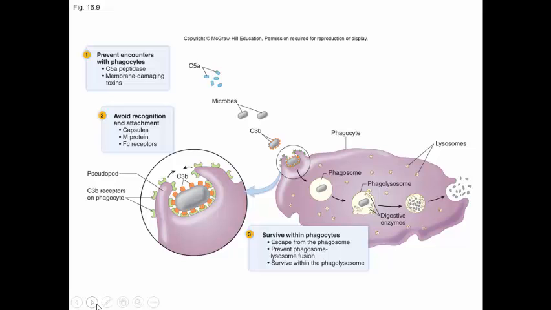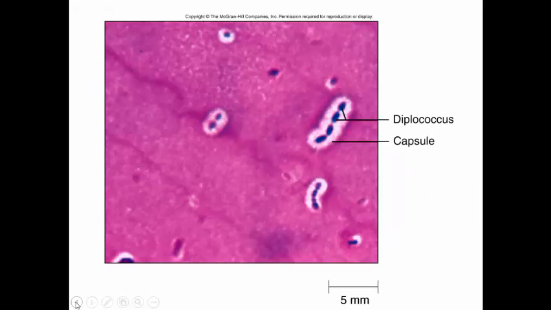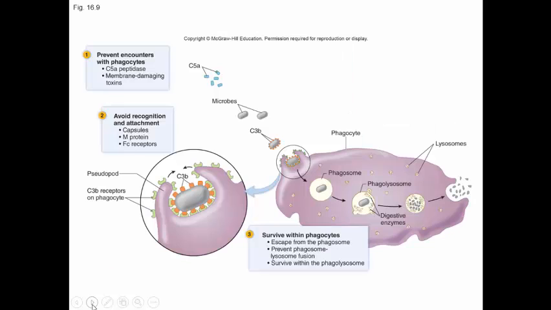Some cells use capsules, such as you see here. And some have an M protein, which blocks the complement cascade, or Fc receptors, which attach to the Fc region of the antibodies, and they block phagocyte attachment, which you see here. Okay, 1, 2, and 3.